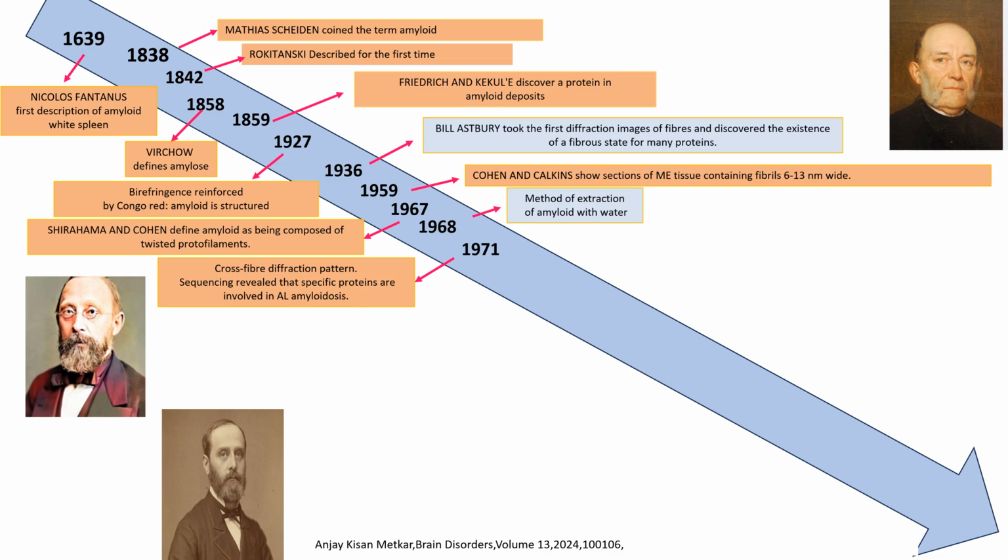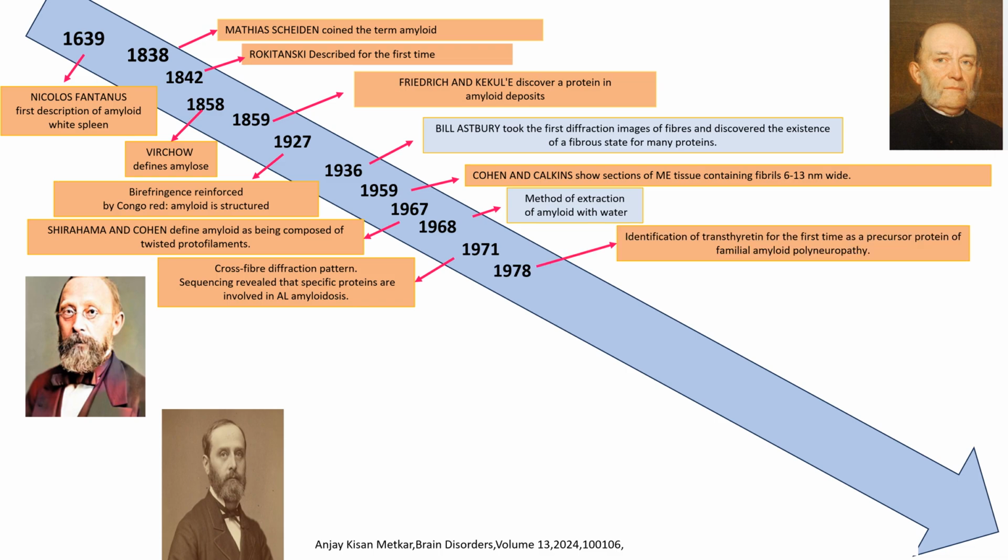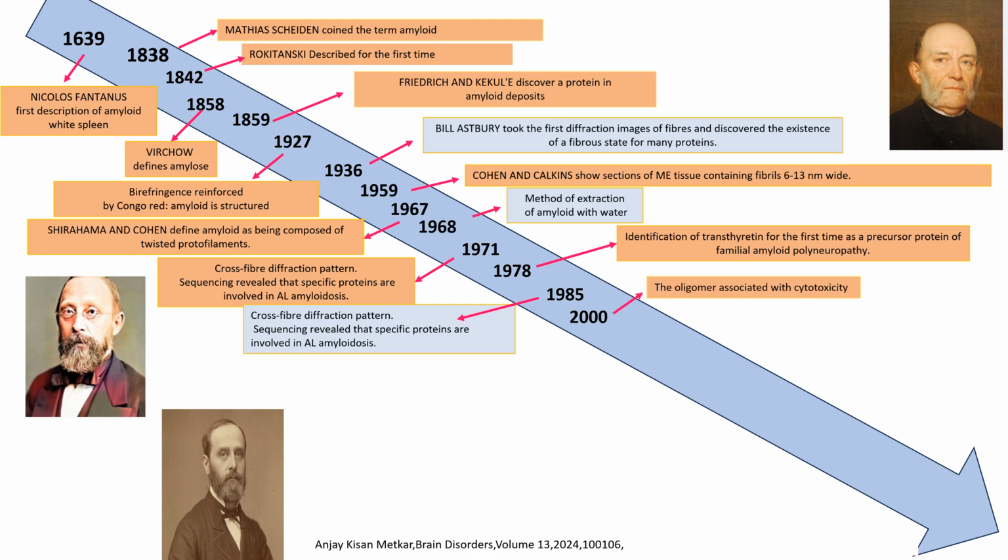1971, cross-fiber diffraction pattern sequencing revealed that specific proteins are involved in AL amyloidosis. 1978, identification of transthyretin, the precursor protein of familial amyloid polyneuropathy. 1985, cross-fiber diffraction pattern showed that specific proteins are involved in AL amyloidosis. In 2000, the oligomer was associated with cytotoxicity.